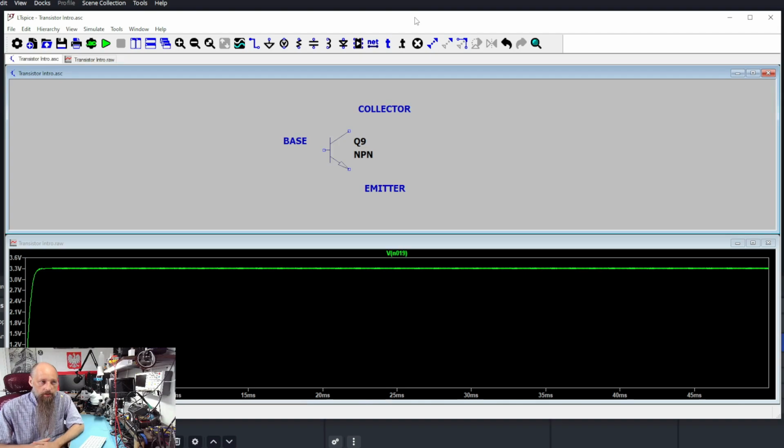This is the symbol for the NPN transistor, which has three connections: collector, base, and emitter. As the name suggests, collector is what's going to be collecting current, emitter is what's going to be emitting current. And that flow is controlled by the base. The current flowing from collector to emitter will be proportional to the current flow from the base to emitter. That's how this particular type of transistor works.